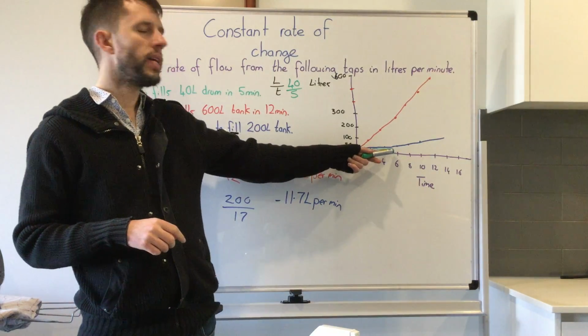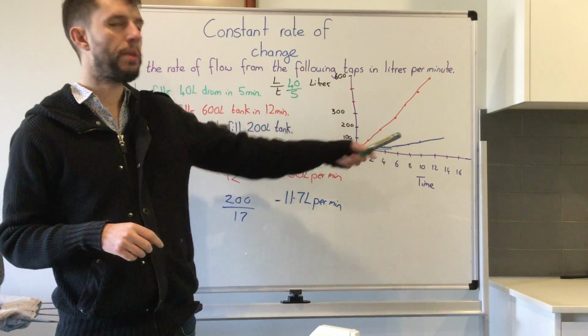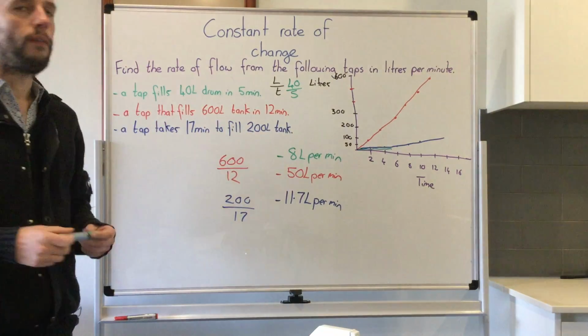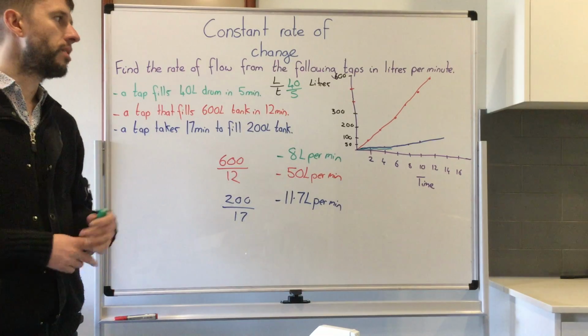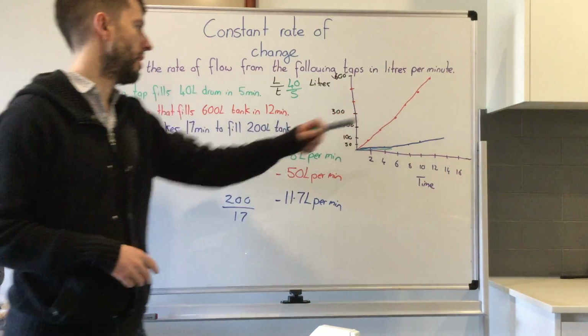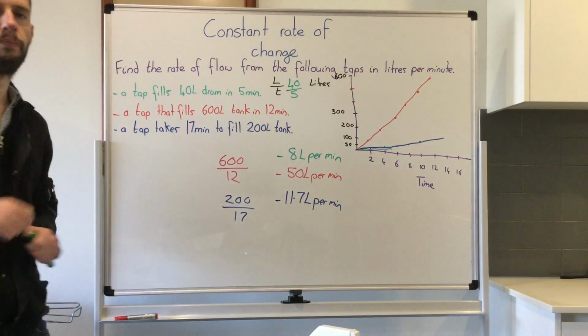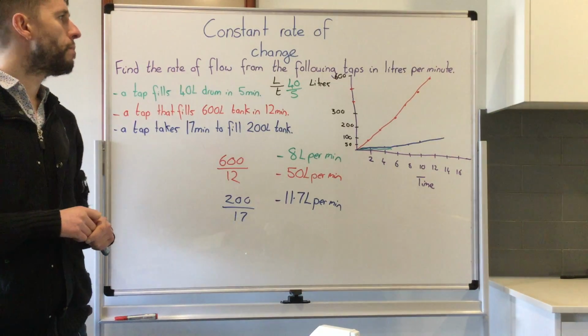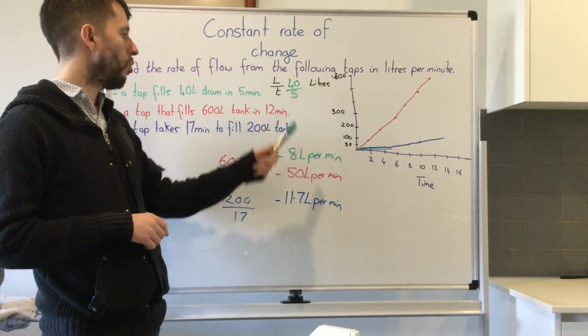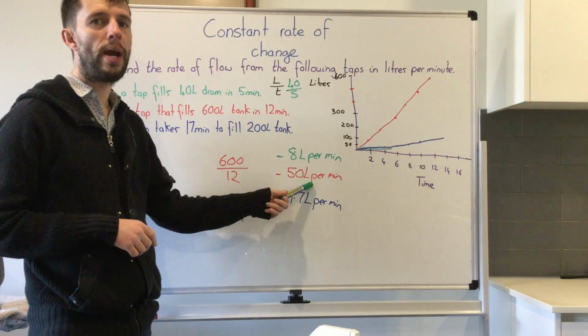So we can see that depending on the tap that we're using, the rate of the water coming out is a lot faster in our tap that fills 600 litre tank in 12 minutes. Really hope that helps you to be able to graph, but also to find the rate per minute.